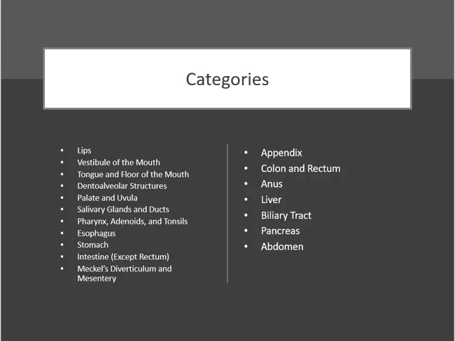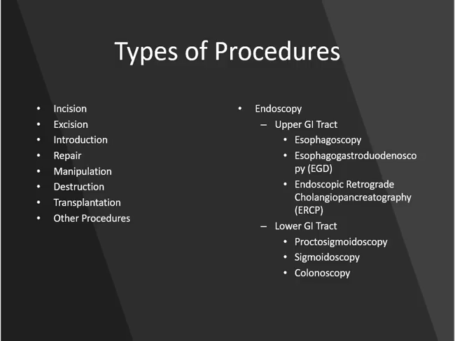On page 297, you will see that the digestive system is divided into what I like to call a head-to-toe organizational structure. So the first set of codes that you're going to see are codes for procedures on the lips, and then the last set of codes that we have here are for procedures on the abdomen, peritoneum, and the omentum.